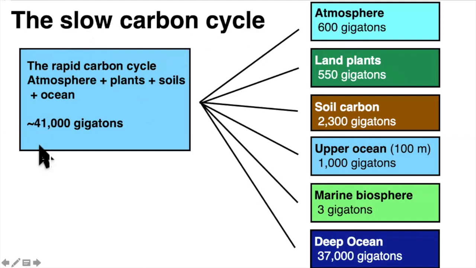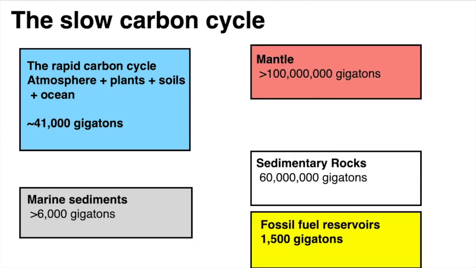In total, there are around 41,000 gigatons. And you can see here the dominance of the deep ocean. This is over 90% deep ocean carbon in this total sum. So the ocean is really controlling how much carbon there is in this rapid carbon cycle. And now we can compare these geologic reservoirs of carbon. You can imagine that the total amount of carbon that's split between the ocean, the atmosphere, and the terrestrial biosphere really depends on the exchange of carbon between the rapid carbon cycle and these geologic reservoirs.